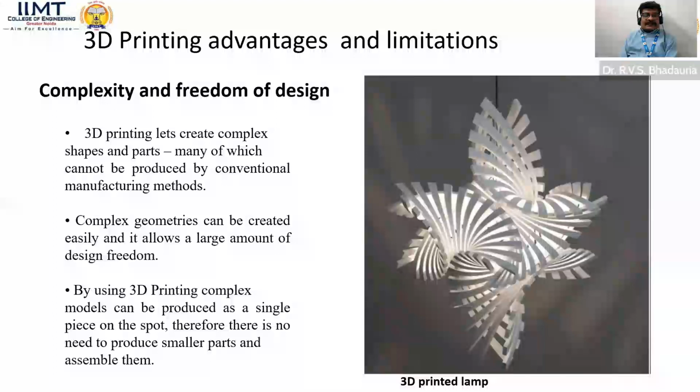By using 3D printing, a complex model can be produced as a single piece on the spot. Therefore, there is no need to produce smaller parts and assemble them. This is the figure of a 3D printed lamp showcase.